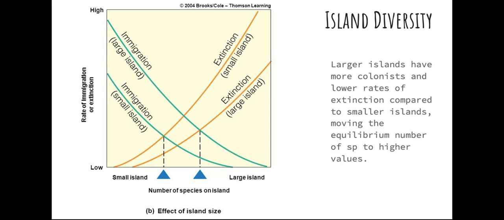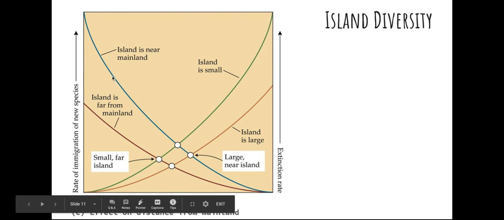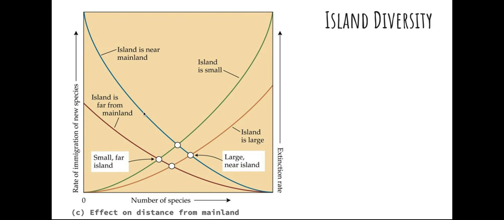The other factor is the distance from the mainland. So if an island is near the mainland, it's going to have a higher immigration rate. Again, this represents immigration rate. So the closer to the mainland, there is a higher immigration rate because it's just close by than islands that are farther from the mainland. And again, the extinction rates don't change. So the larger the island, the lower the extinction rate compared to the island that's smaller.